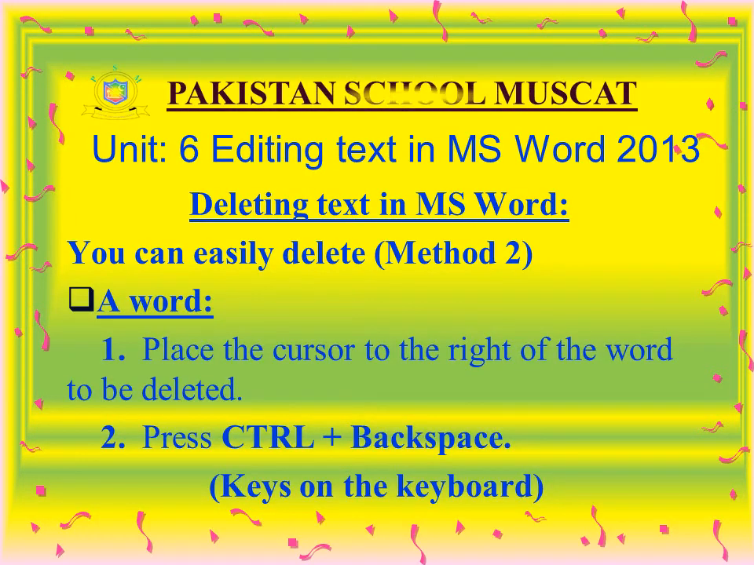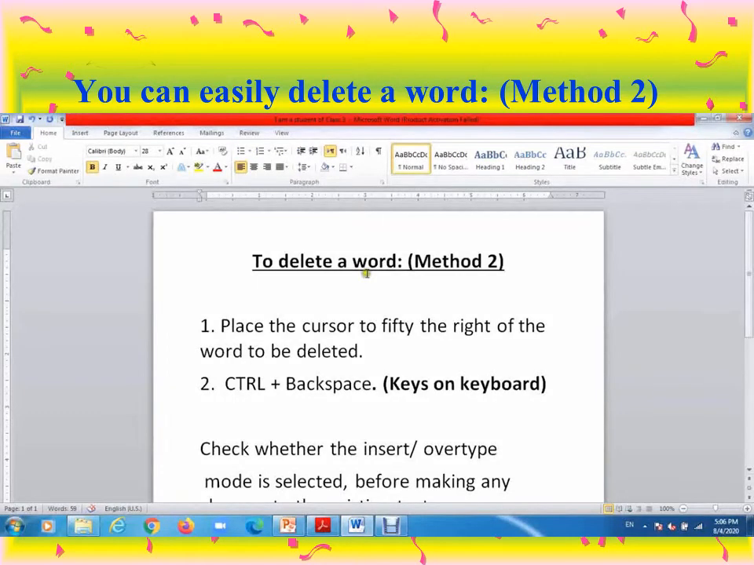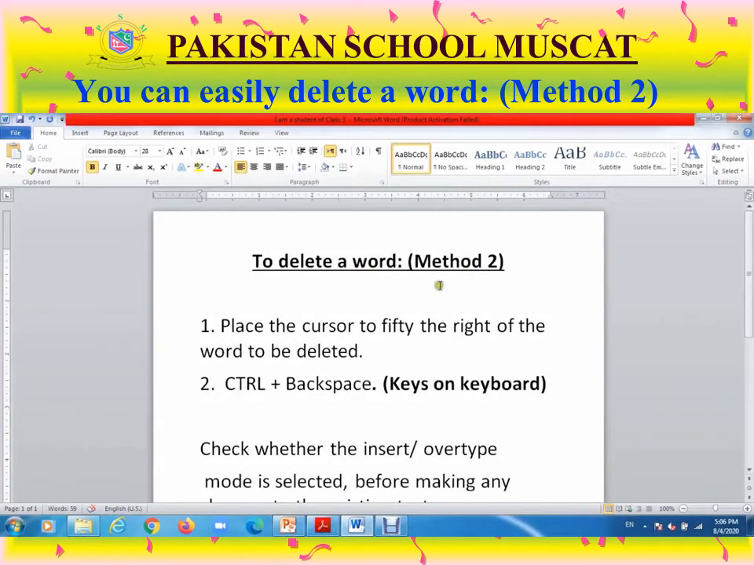The second method to delete a word in MS Word from your text is, first you have to place the cursor to the right of the word you want to delete, and along with that you have to press Ctrl and backspace keys on the keyboard.